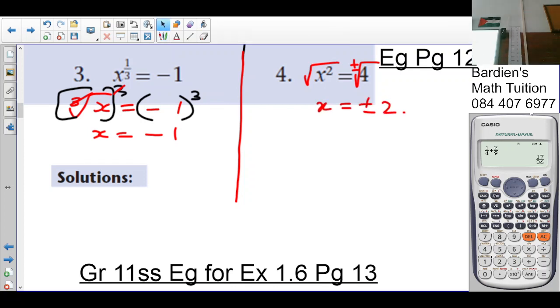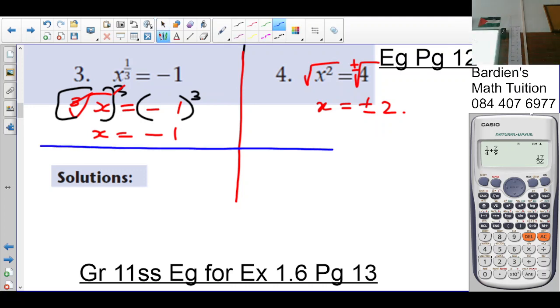Alright, so now let's work. Here we are working with radicals, with square roots and cube roots. Let's work with exponents and see what happens. What if we have x to the power of 1 over 3 equal to negative 1? Is this denominator even? No, so the number being positive or negative doesn't matter to us. If it was even, it had to be positive.